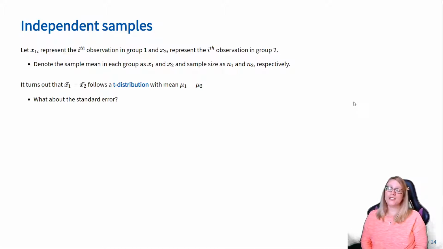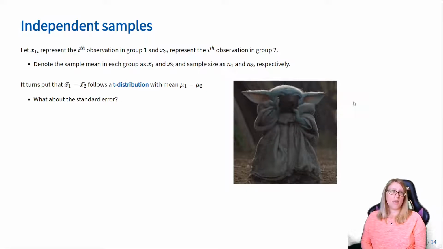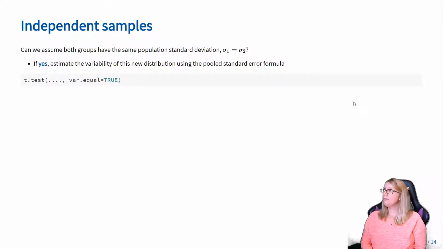So then it turns out that this difference in sample means, x bar 1 minus x bar 2, happens to follow a t-distribution with mean mu1 minus mu2. Now, what about the standard error of this t-distribution? Well, this is where things get a little trickier. This is where we may have to make an assumption.